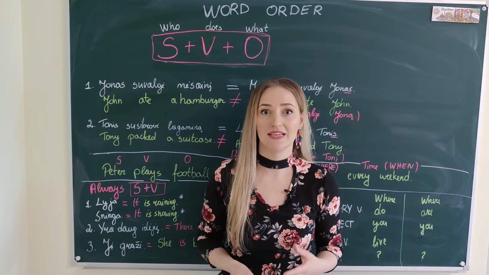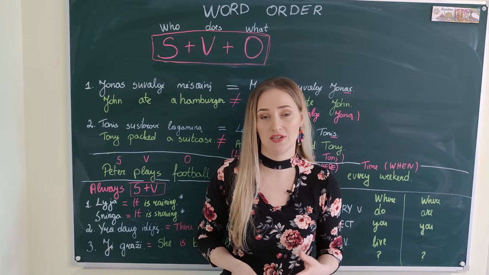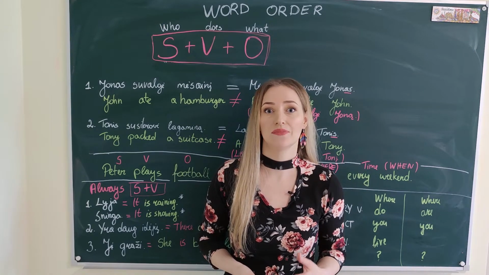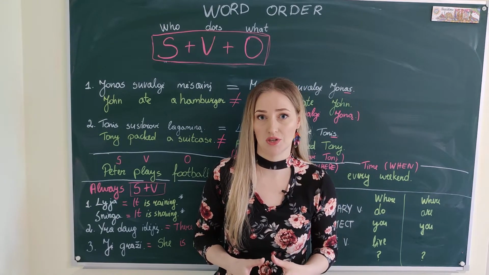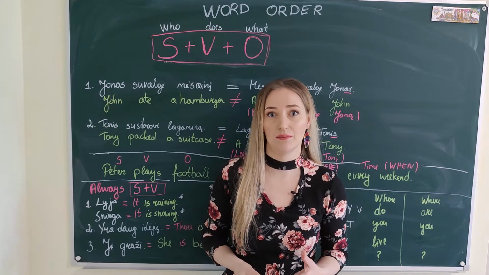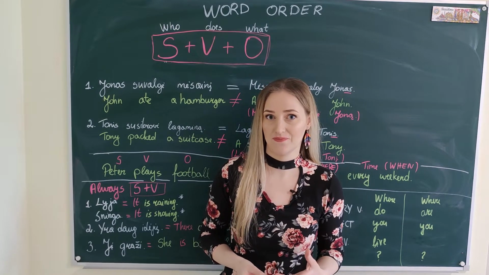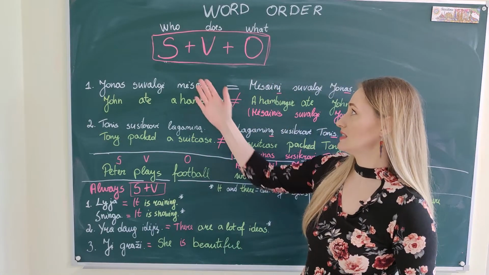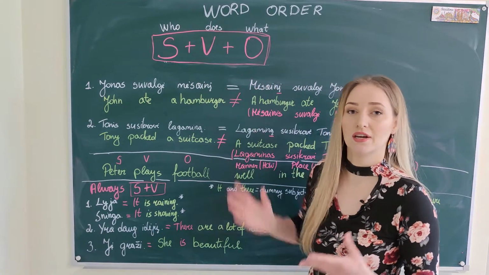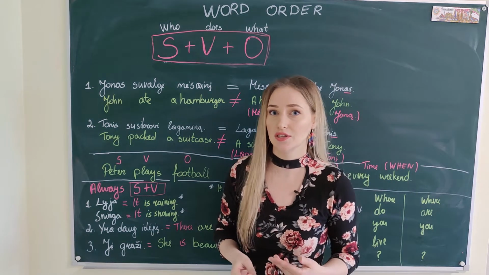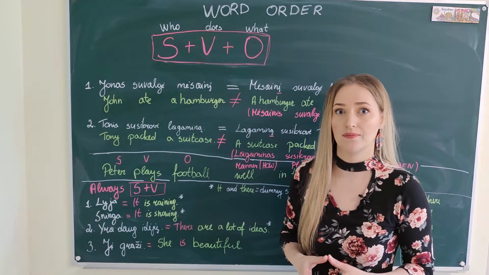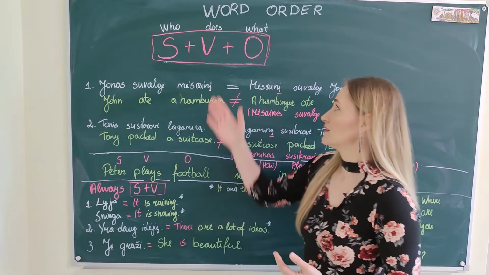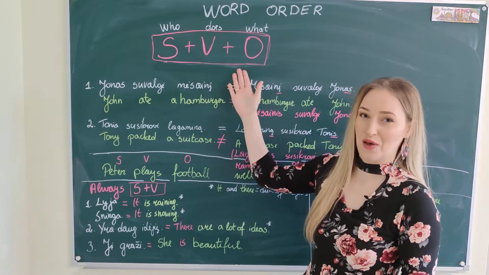Word order in the English language is very important. For the most part, the English language uses the order of words in a sentence to indicate the grammatical and logical relationships, whereas in Lithuanian this is done by cases or word endings. The most common word order in English statements is subject, verb, object. Here I'm talking about statements, so not about questions or imperatives. So what is subject, verb, and object?